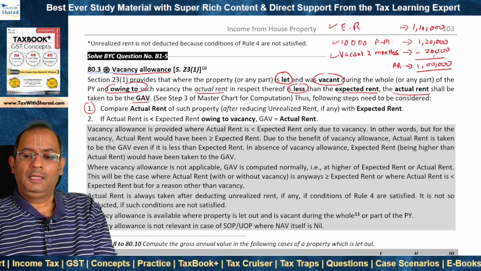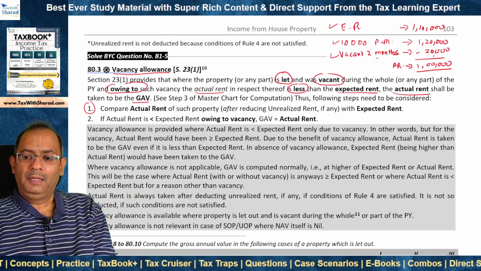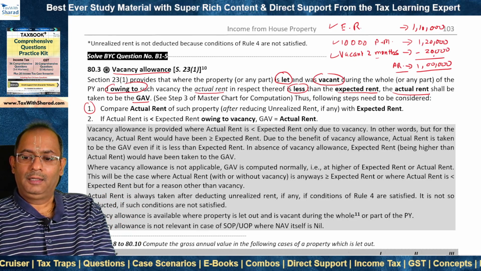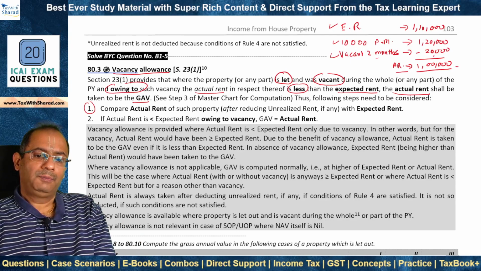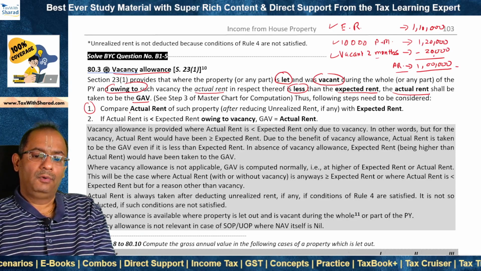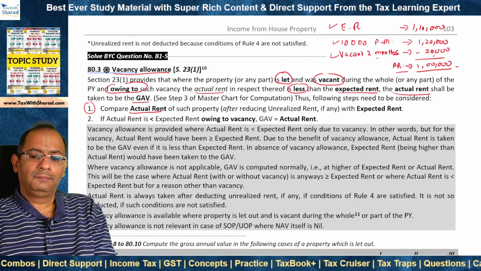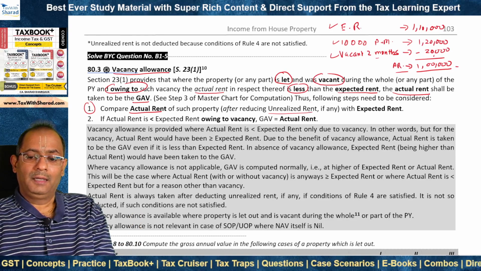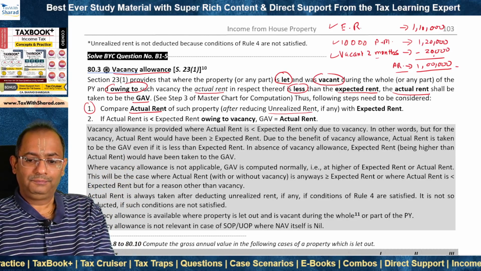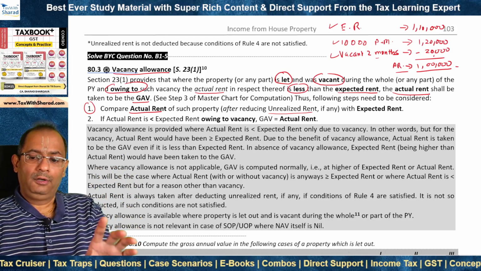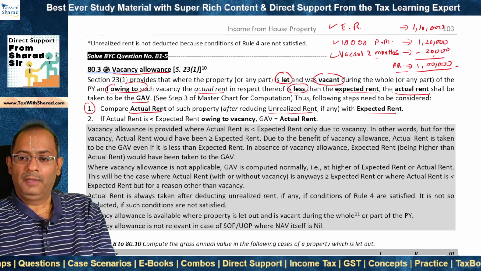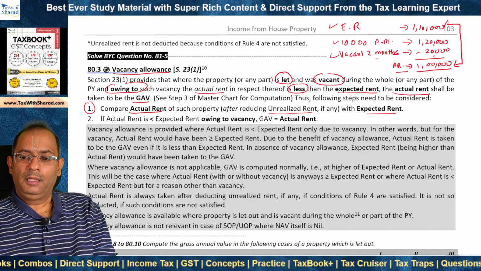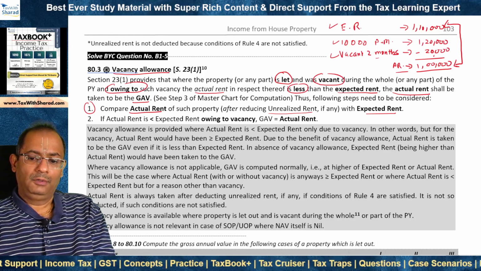But say the property is vacant for a period of 2 months, and that means we receive the rent only for a period of 10 months, and therefore the actual rent is 1 lakh rupees. Now, as per step 1, what we need to do is compare the actual rent of the property, and mind you, when we pick up the actual rent, that is after reducing the unrealized rent if any, if the conditions of Rule 4 are fulfilled. We need to compare the actual rent of the property with the expected rent. So we need to compare 1 lakh actual rent of the property with the expected rent, which is 1,10,000 rupees.